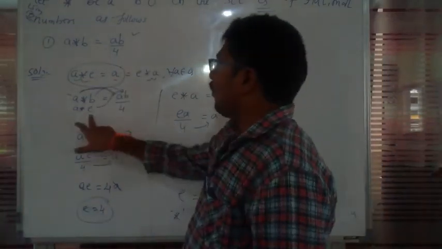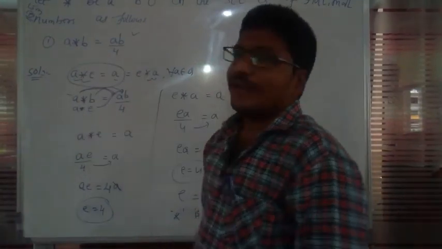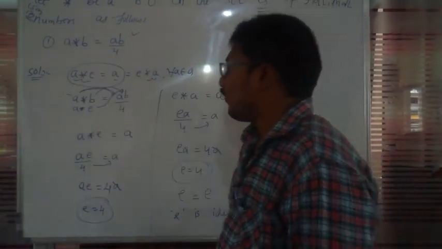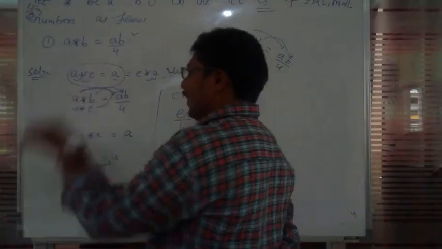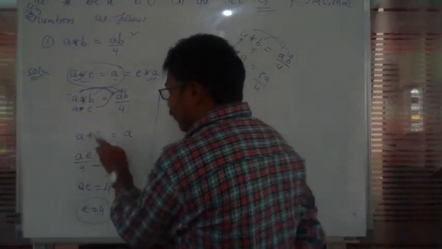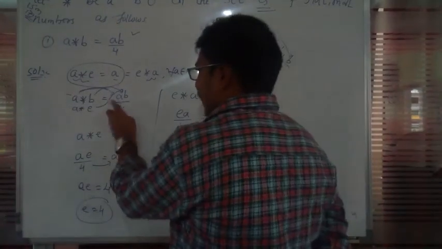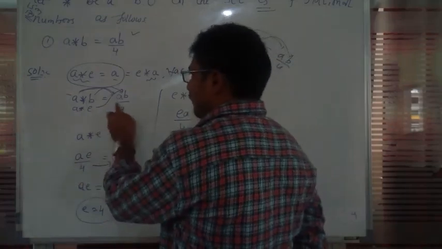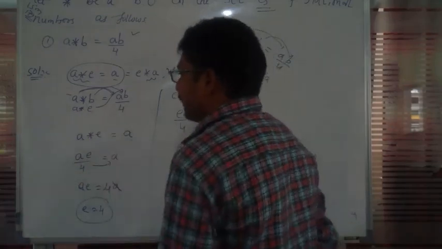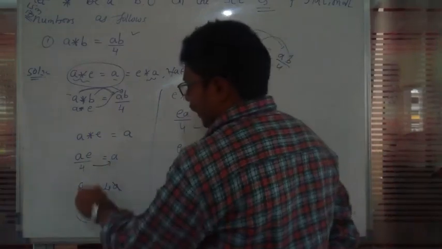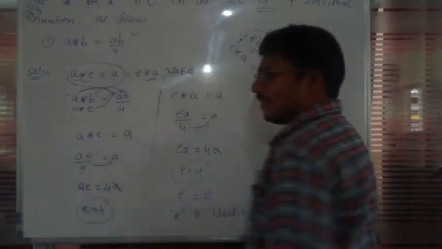And first, once again we will write the given definition. A star B is equal to AB by 4. In the placement of A we should fill A. In the placement of B again we should fill A. What happened? Here A is there, that's why A. Here there is a B. Here in the placement of E, there is an E, that's why 4 is shifted. A is equal to 4A. A gets cancelled. E is equal to 4.